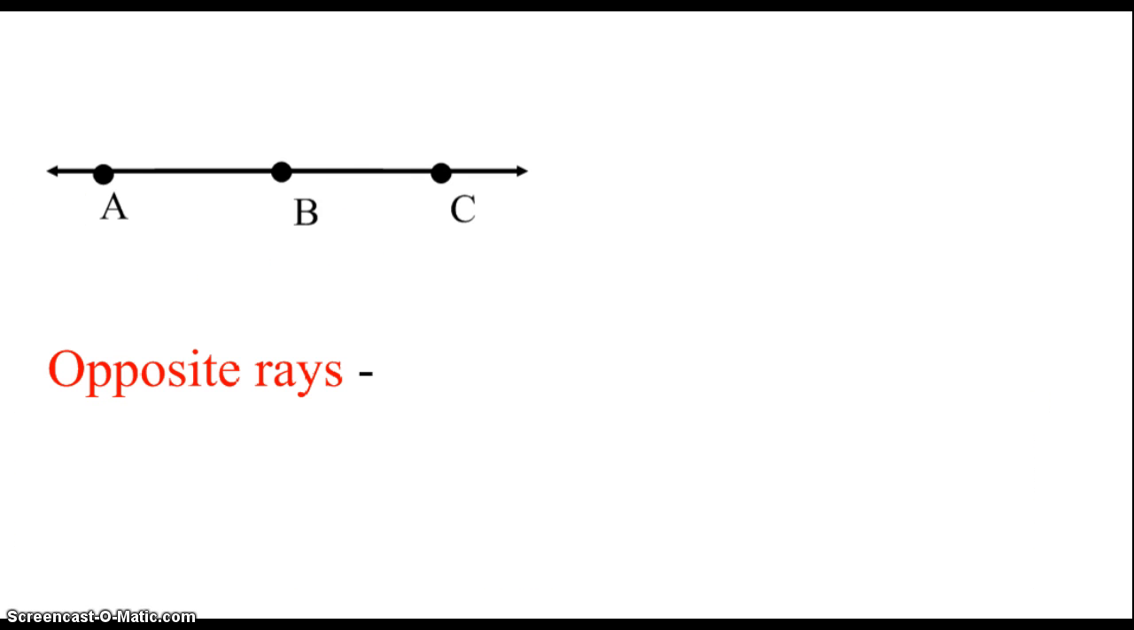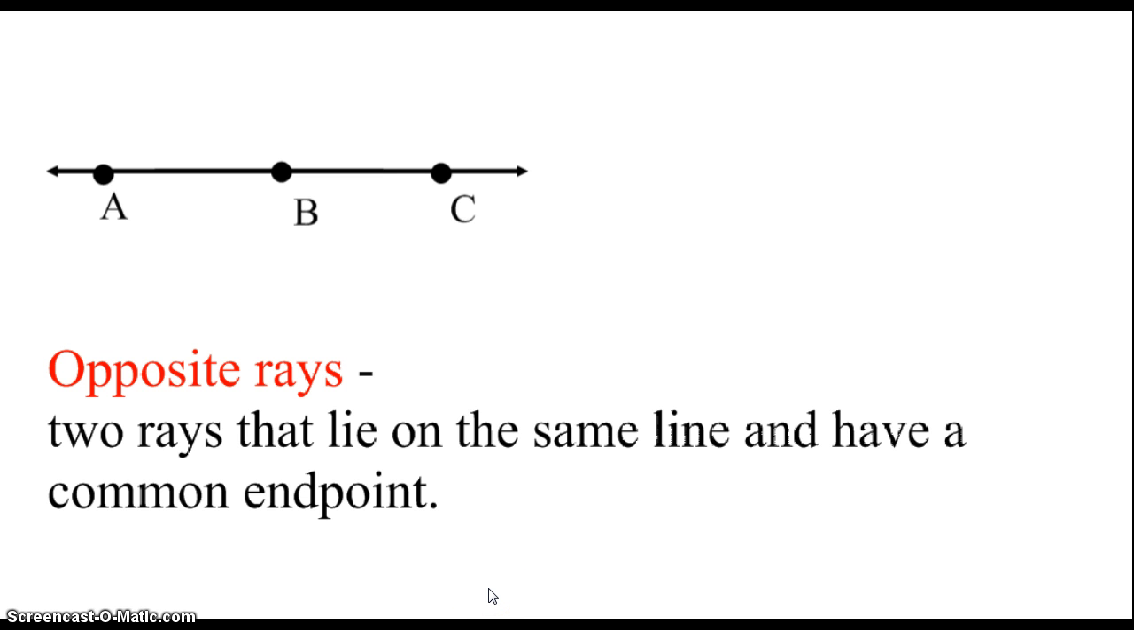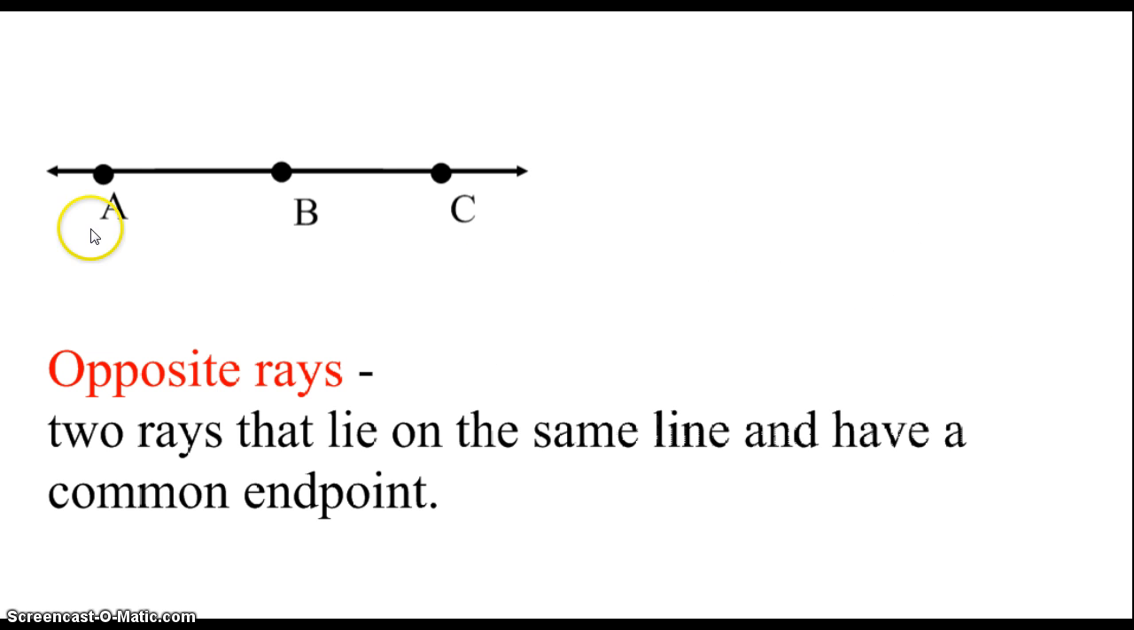So you'll see here that we have a line, but in this line we have rays. So opposite rays are two rays that lie on the same line. That's part of the definition. They have to be on the same line. I can't just take a ray and say, okay, this ray goes this way and this ray goes that way, so they're opposite rays. Well, it's not true because these two aren't touching and they're not part of the same line. So they have to be on the same line, they have to go in different directions, hence the word opposite, and they have to have a common endpoint, which is a common starting point.